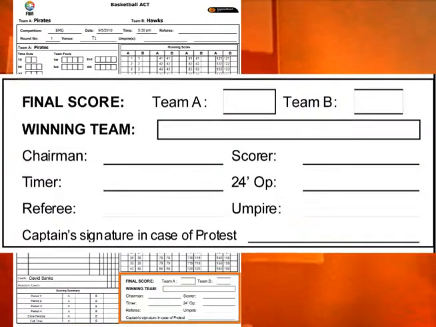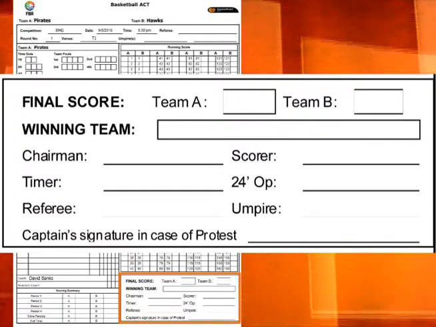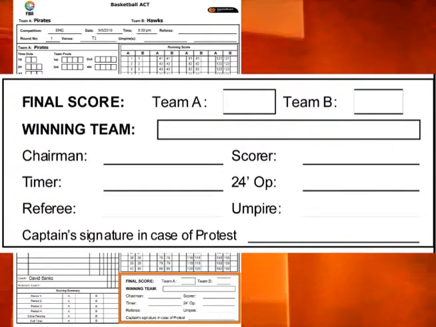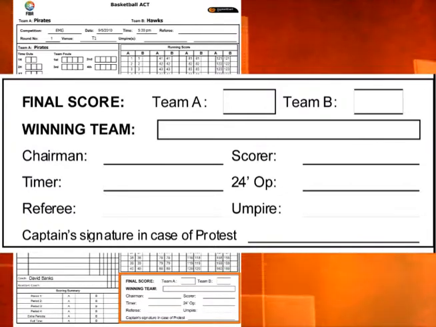In the results section, space is provided for final team scores, the winning team and signatures for the chairperson, scorer, timer, 24-second clock operator and both referees. In the case of a protest, space is provided for the team captains to sign.